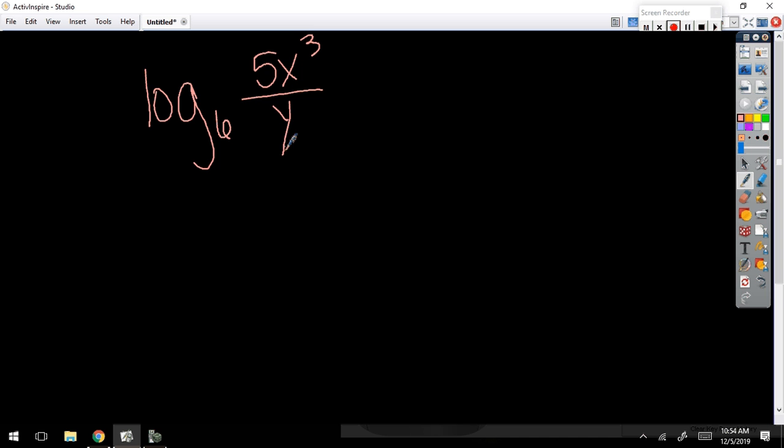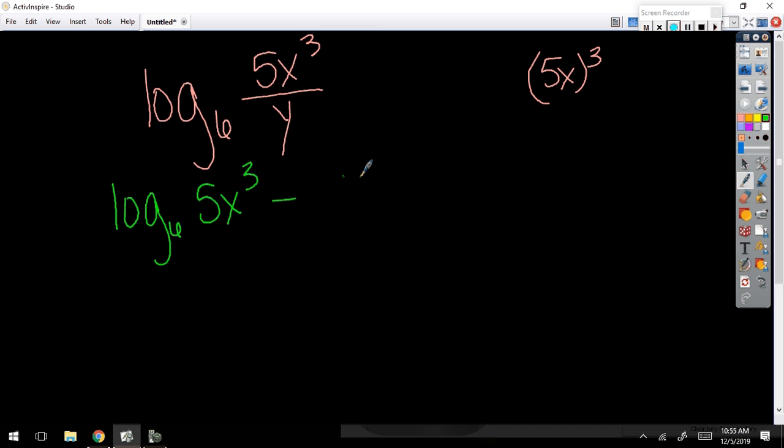So remember, always look for fractions to split up, and make sure you look. This 3 is only going to the x. It's not going to the 5, right? It would be different if it was written this way. Those are two different expressions, so be careful of that. So first thing we should do is split that fraction up. So as we expand, I have log base 6 of 5x cubed minus log base 6 of y.